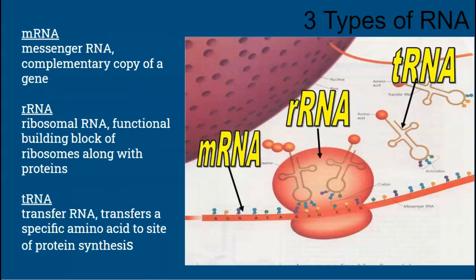So we've got three different types of RNA that we're going to be using in protein synthesis. You've got mRNA, which is called messenger RNA. This is going to be a complementary copy of a gene in the nucleus. You've got rRNA, which makes up ribosomes. Okay, so this right here, this is our rRNA. And then you have tRNA. This is transfer RNA, and so this is going to bring amino acids to the rRNA.